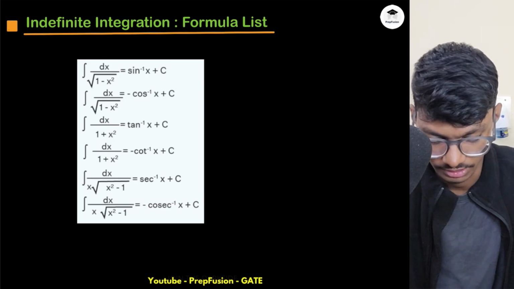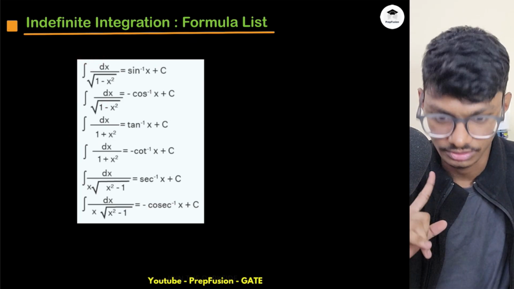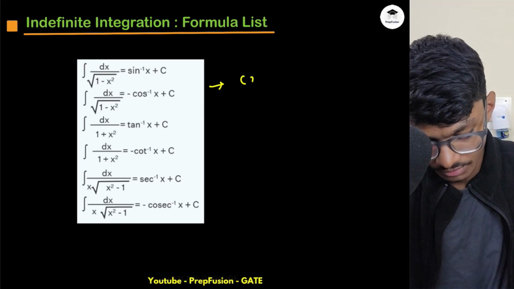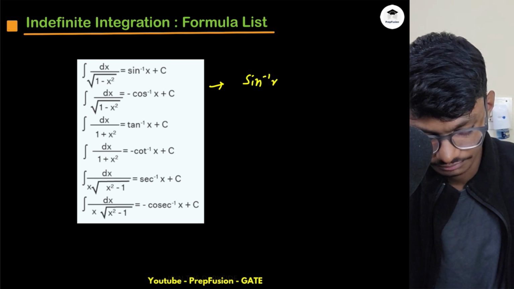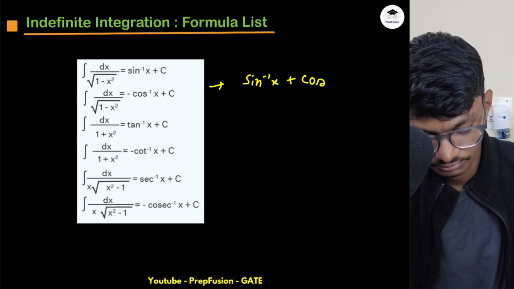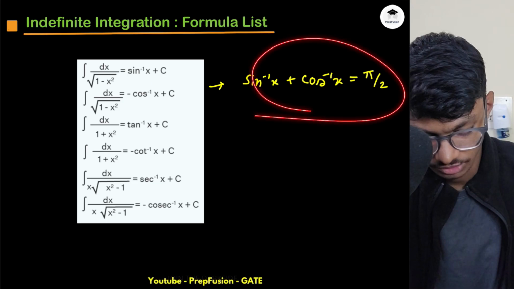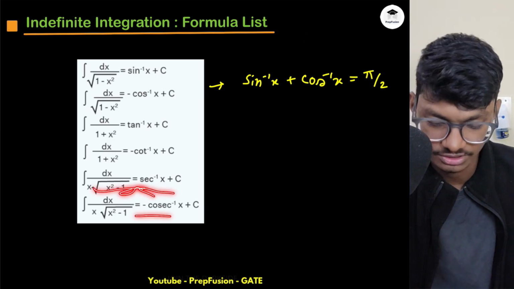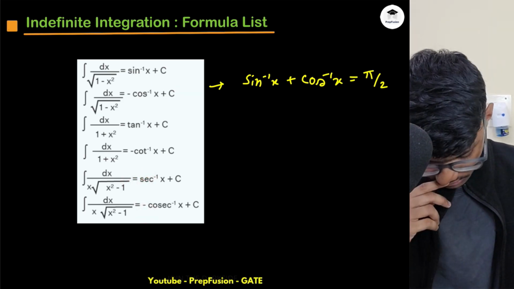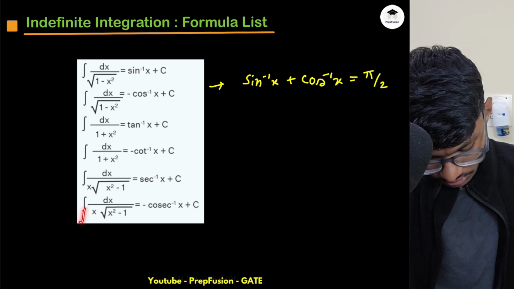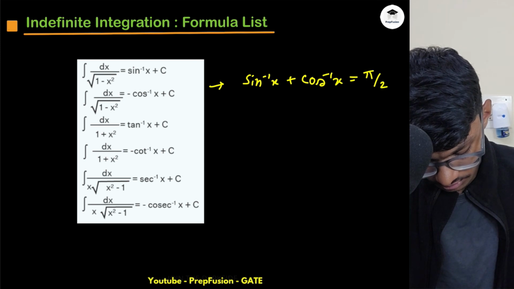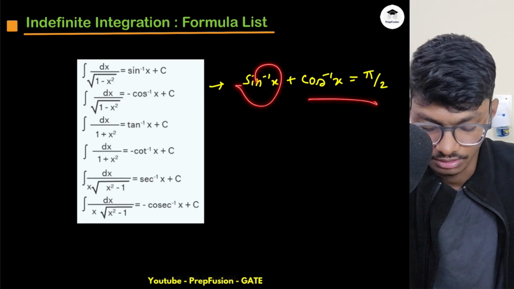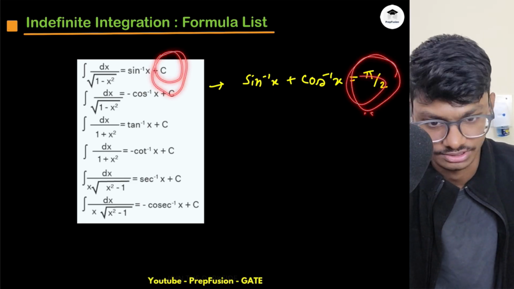Let's go to the next set of formulas. Here, if this is dx by under root 1 minus x square, this will be sin inverse of x. Now this one will be minus cos inverse of x. Again, why is it so? Because I know that sin inverse of x plus cos inverse of x equals pi by 2. Similarly, sec inverse of x plus cosec inverse of x will again be pi by 2. That's why they are negative of each other, right? So this integration I can write as sin inverse of x or minus cos inverse of x, because I can just replace sin inverse of x with pi by 2 minus cos inverse of x, and pi by 2 can be added to the constant. That is the reason.